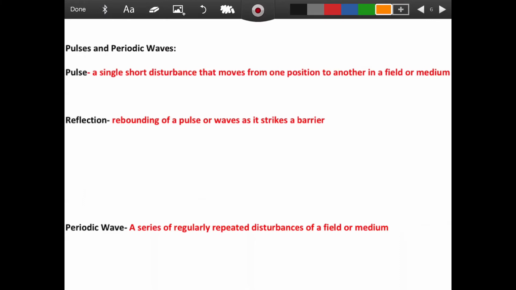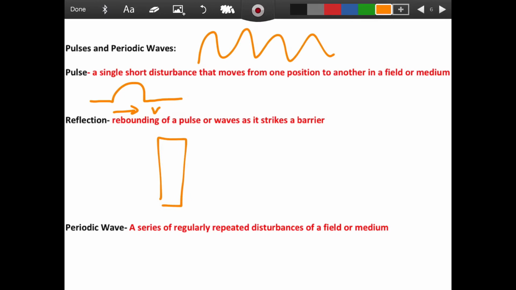Okay, next little segment, pulses and periodic waves. And a pulse is a single short disturbance that moves from one position to another in a field or medium. So we might see a wave like this, but a pulse is just one short disturbance that moves through a medium. Now, reflection is just a rebounding of a pulse or wave as it strikes a barrier. And I'm not going to tell you the rules for when or how it works when waves are reflected. You're going to do a little activity on Thursday to make this conclusion on your own.